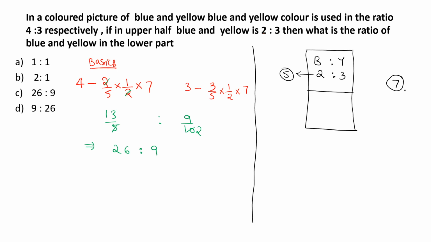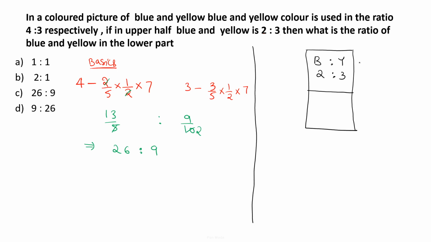To get rid of the problems here, just take the value of the picture as the common multiple of 5 and 7. That 7 is from 4:3, the sum of 4 and 3, and this 5 is from the sum of 2 and 3. Just take a common multiple of both 5 and 7, that is nothing but 35.